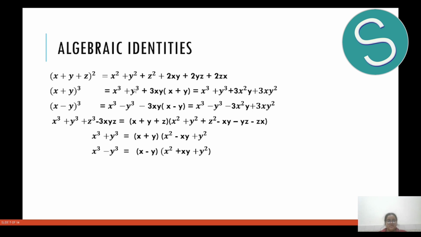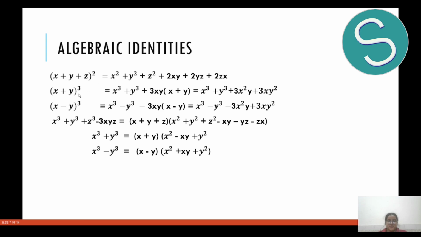So now there are some more algebraic identities. The first one is (x plus y plus z) whole square. This equals x square plus y square plus z square plus 2xy plus 2yz plus 2zx. So whenever there are three variables and we have to add them and then take their square, we will use this formula.